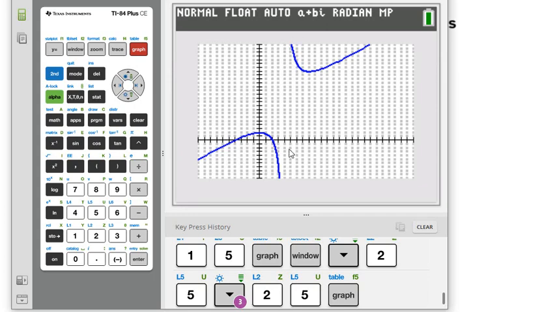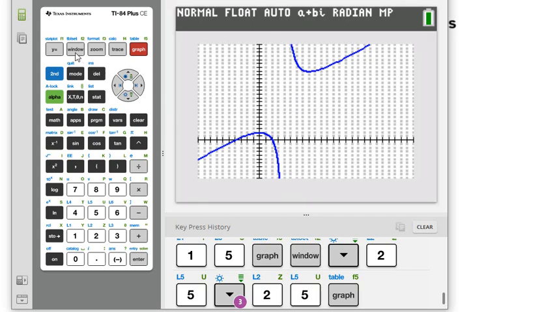And so what you have is a non-removable discontinuity at x equals, in this case, 4. So that's not a removable discontinuity, where you see a vertical asymptote like that.